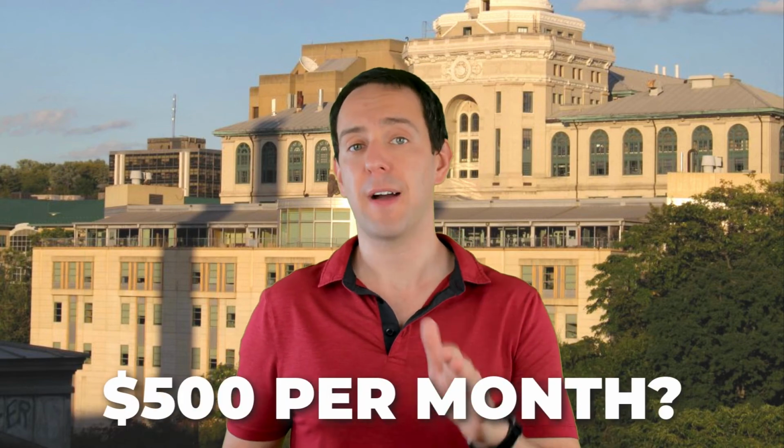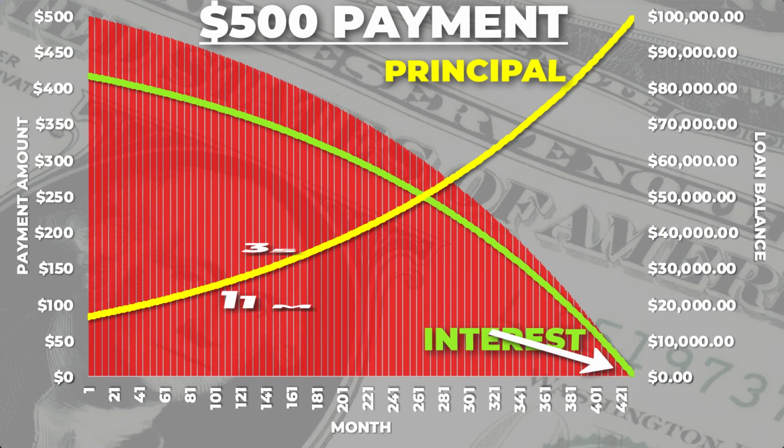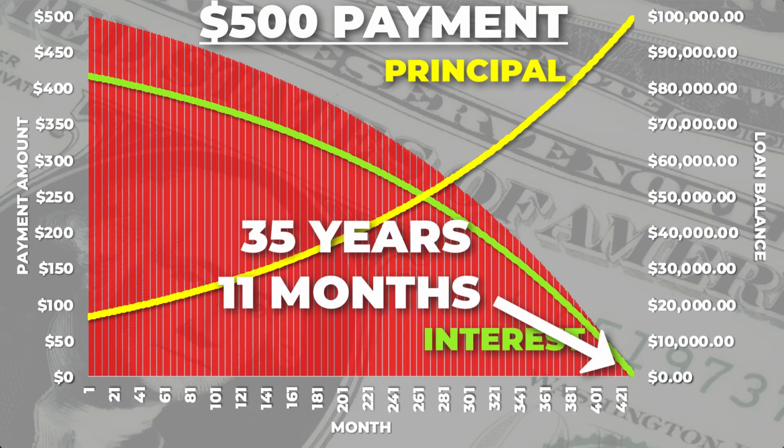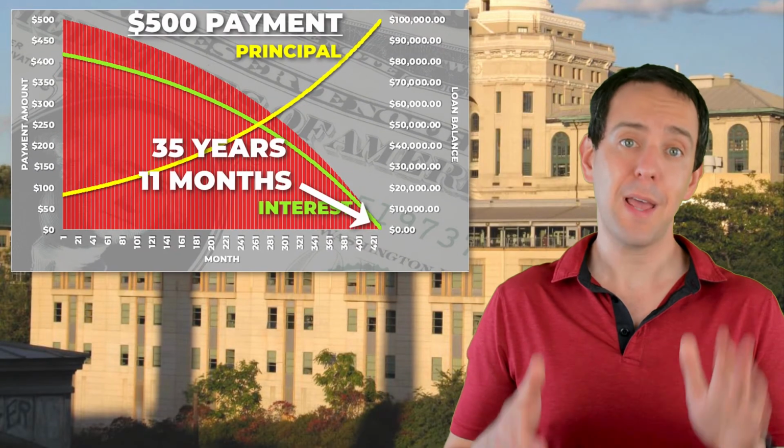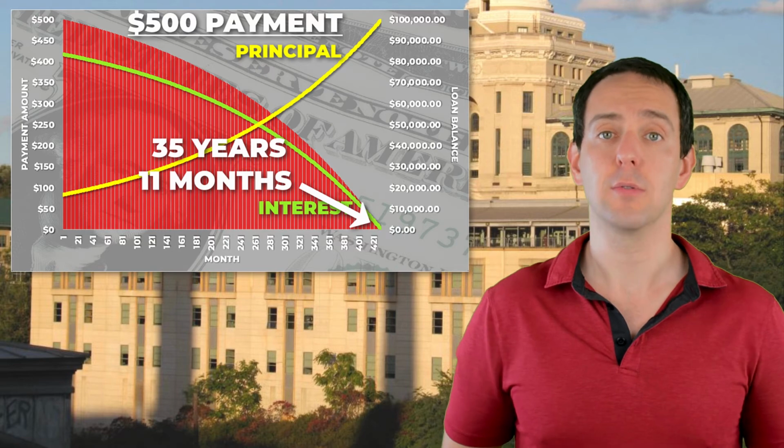What if we only paid $500 each month? This would be more than the interest we owe at the beginning of the loan, so that would mean that the loan would eventually get paid off. Well, in this case, it would take us just about 36 years to pay off our loan, which is longer than the bank agreed to. We can see that in this graph here. Yes, we are paying down the loan, but it is just taking too long.